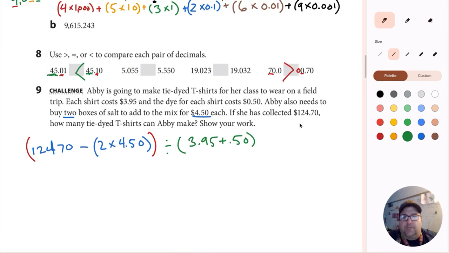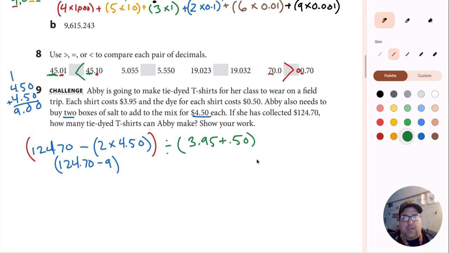Let's do it over here. So let's talk about how much this salt is going to cost. 2 times $4.50. You might be able to do it in your head, right? 2 times 4 is 8. 50 cents is another $1, so it looks like 9. If you want, you could also just add $4.50 twice. Okay. So then we're going to have $124.70 minus $9.